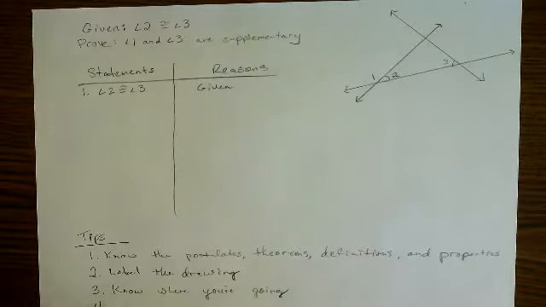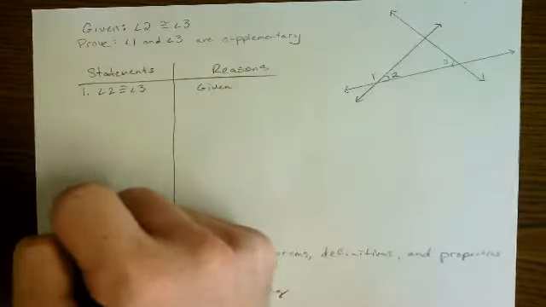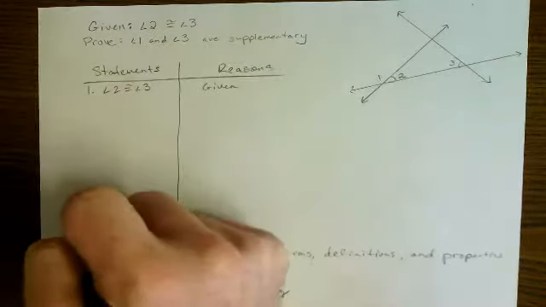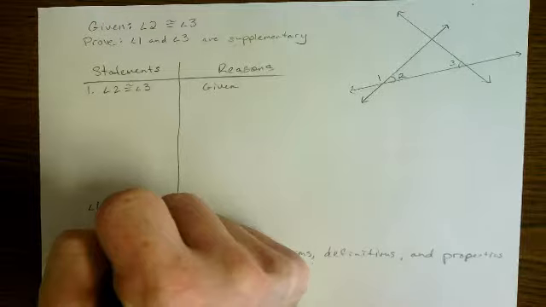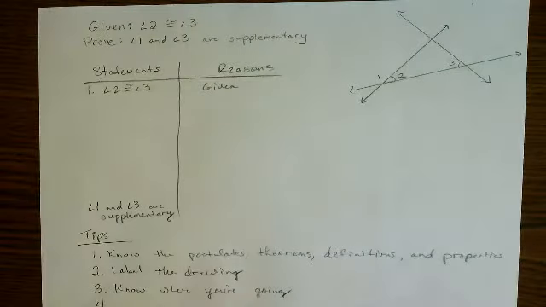Now, the next thing I can do is apply step 3, and that is know where you're going. I'm trying to prove angle 1 and angle 3 are supplementary. So that's my destination. That's what I'm trying to prove. And again, I don't know what step that's going to be, so I'll just leave that blank for now, and I'm going to try to fill in the middle. I don't know how I'm going to get there, so I don't know my reason yet either.